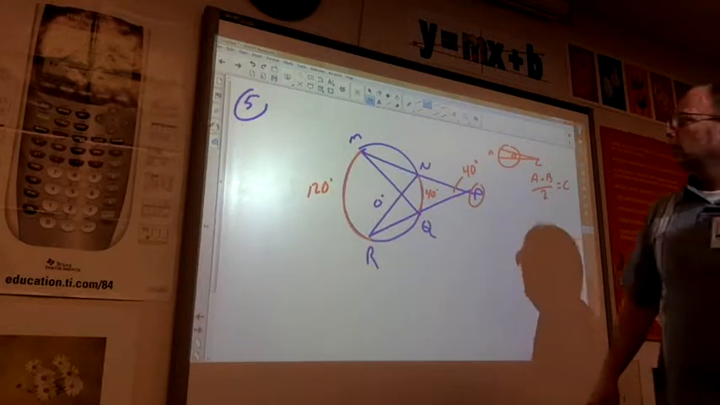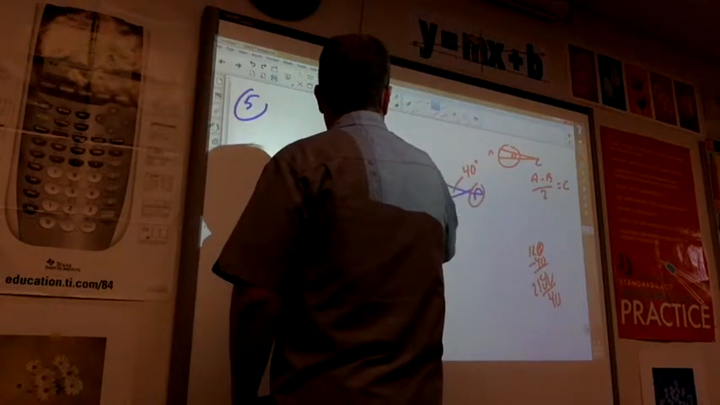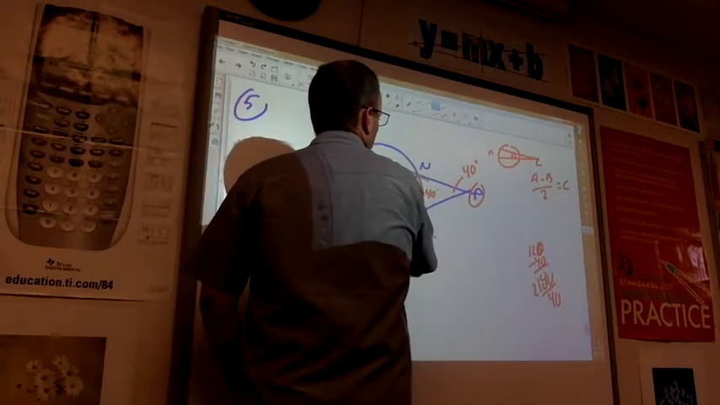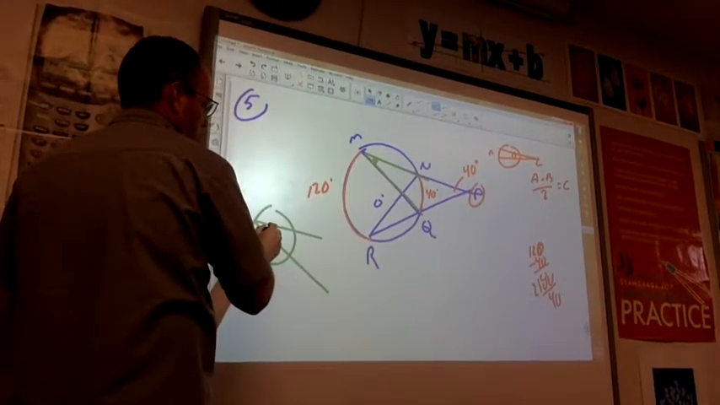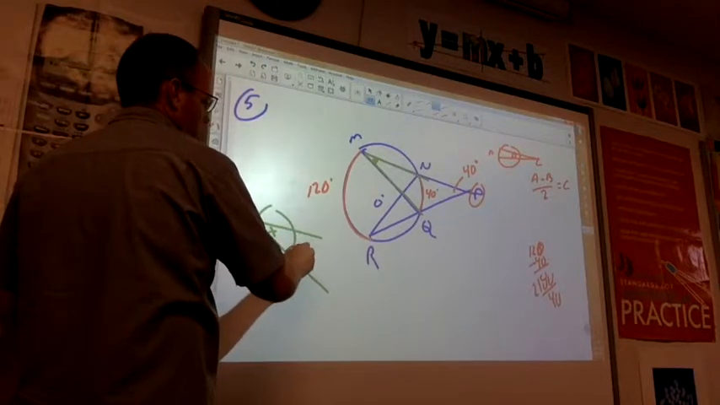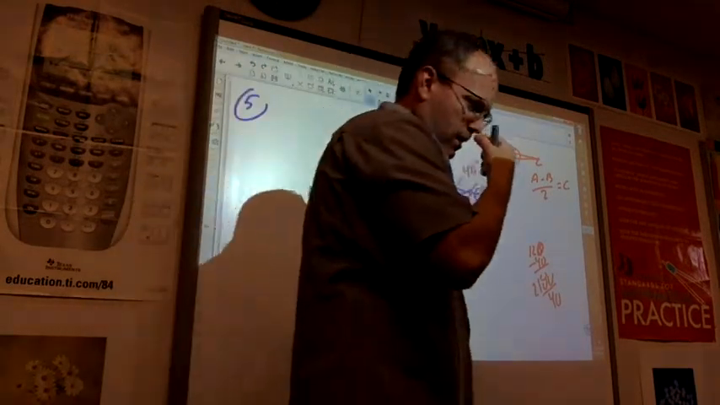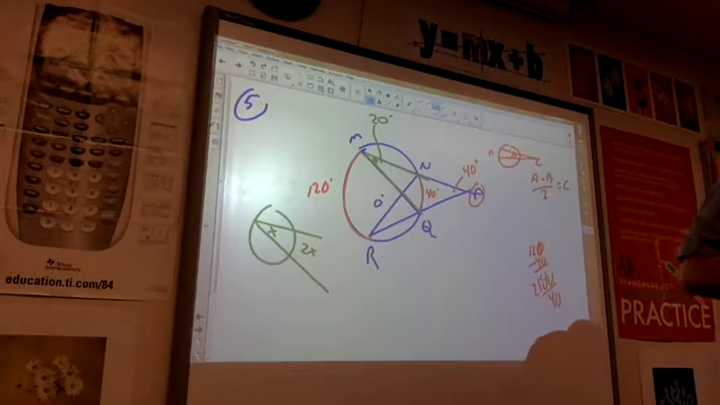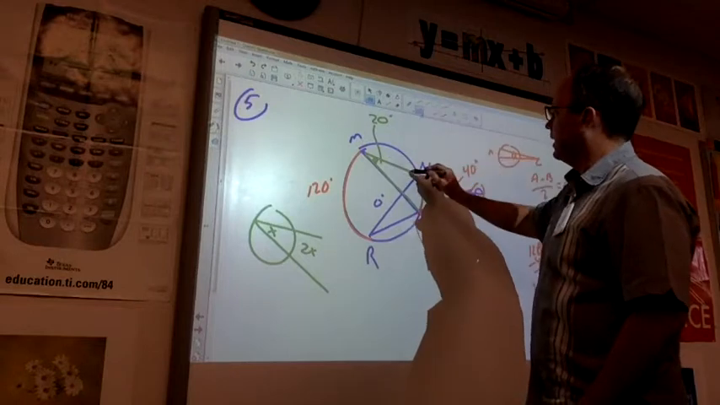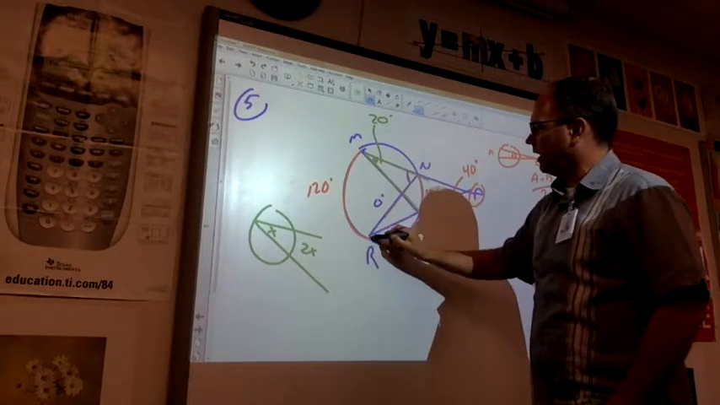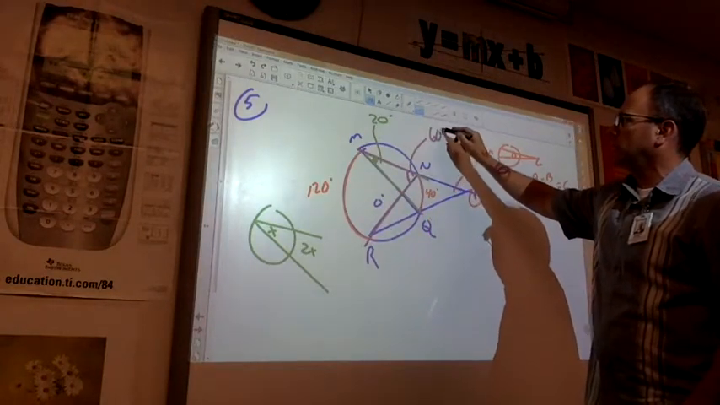Angle M. So I'd say this has to be angle M right here. If you remember, this goes along with this rule: if this is x, then this is 2x. This is double this, so this has to be 20 degrees. M, N, R. So now we have this angle here. This angle opens up to this whole thing, that's 120, so this has to be half of that, so that's 60 degrees.